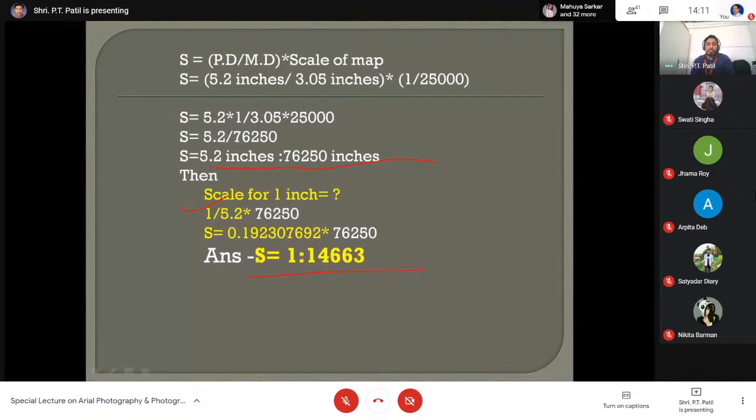So these are the two methods. If we know the photo distance and ground distance, or the photo distance and the map distance, then we are able to calculate the scale of the aerial photograph.